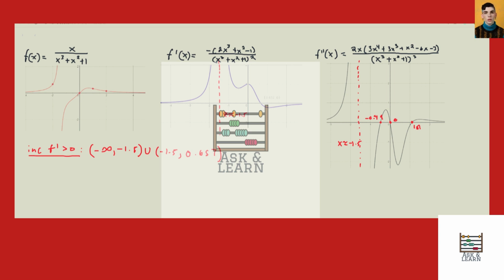Now let's go ahead and find where the function is decreasing. And so remember, that's going to be where f prime is strictly less than 0.